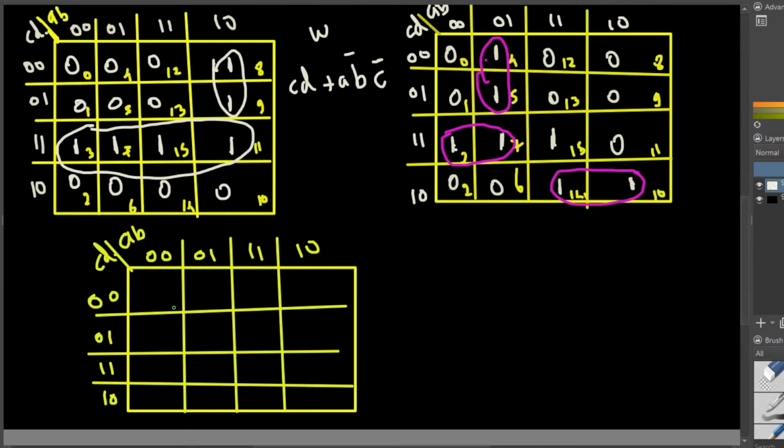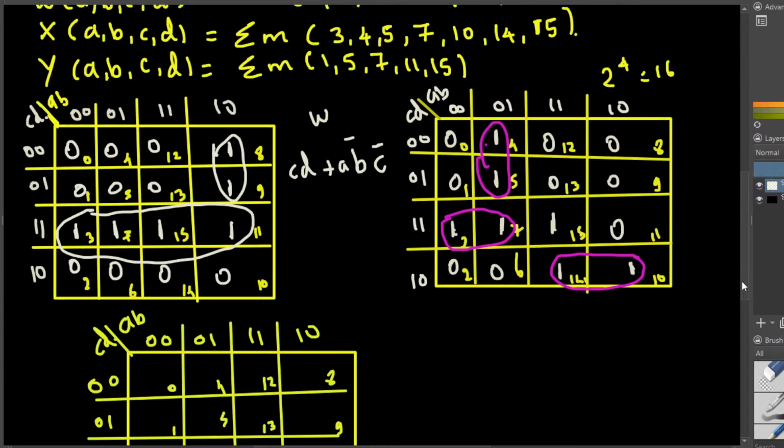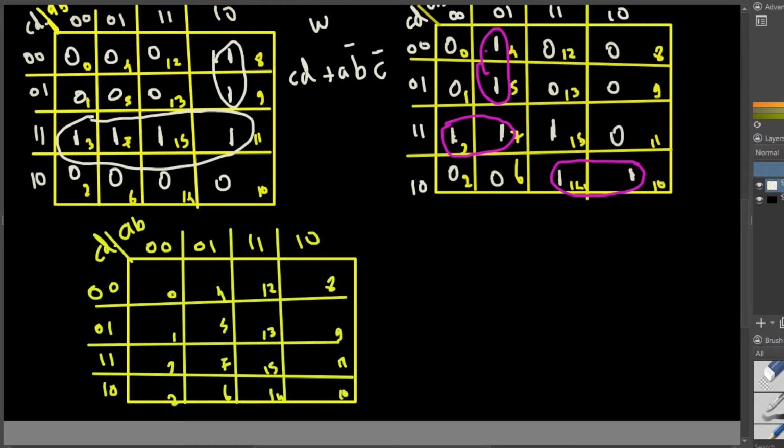Let's put the locations first. This is 0, 1, 2, 3. This is 4, 5, 6, 7, and then 8, 9, 10, 11, 12, 13, 14, 15. We have one at 1, 5, 7, 11, 15. Okay, others are going to be 0.